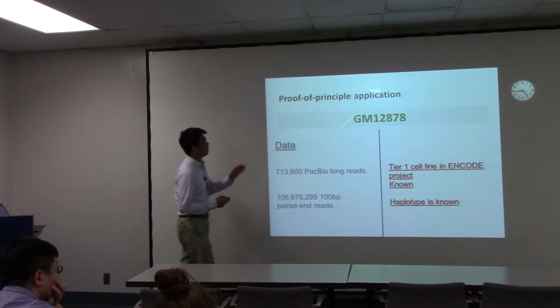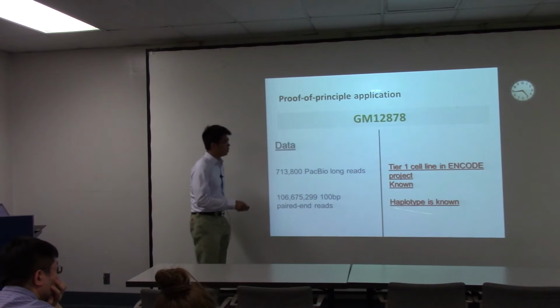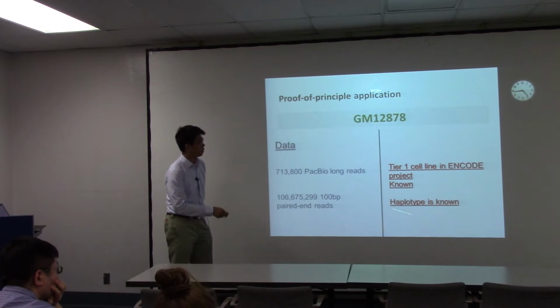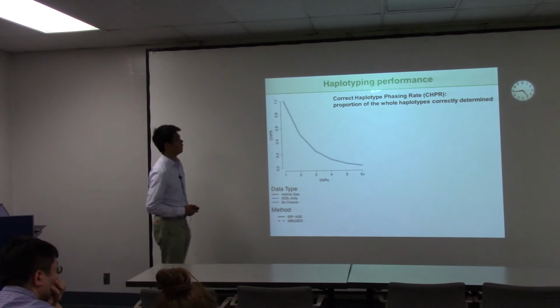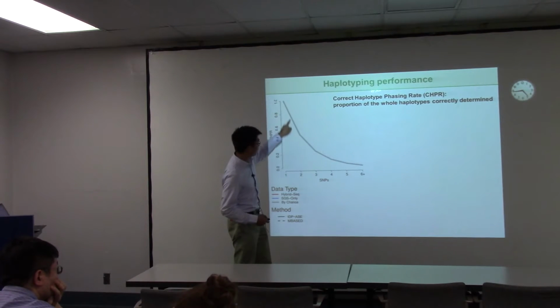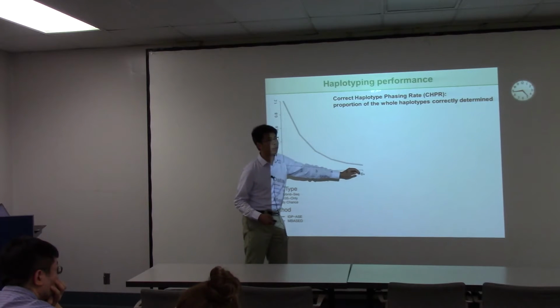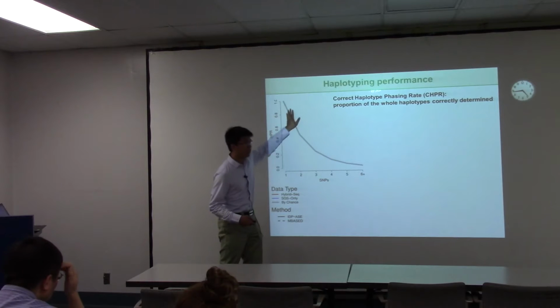Then we apply it to the GM12878 cell line. We know the haplotype of this cell line, so we can use it as the gold standard to evaluate the performance of IDP-ASE. Come back to this figure. We know that if you make a random guess, this is the success rate you will have. So we do not expect any performance worse than this curve.